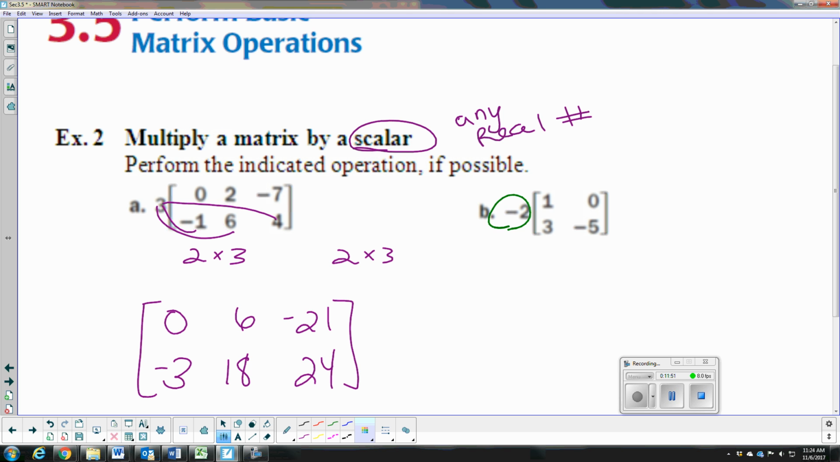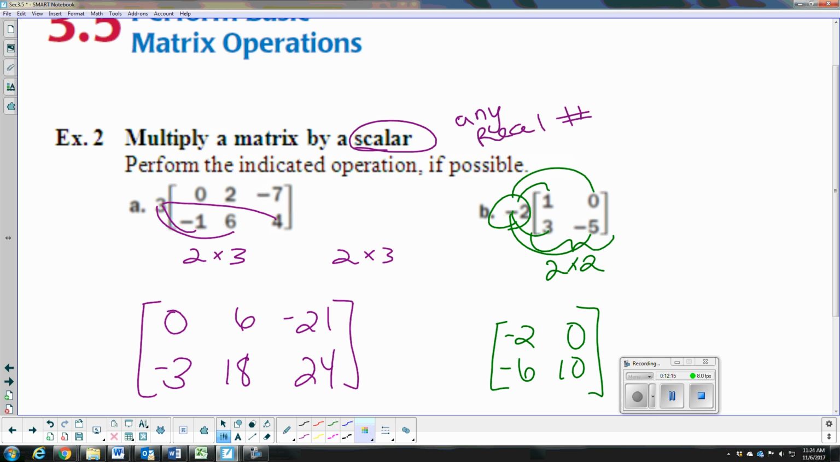So here is our scalar. Here's our matrix. It's 2 by 2. So our new matrix is also going to be a 2 by 2 matrix. So -2 times 1 is -2. -2 times 0 is 0. -2 times 3 is -6. And -2 times -5 is 10. So scalar multiplication is just like using the distributive property. You have to multiply each element in the matrix by that scalar.